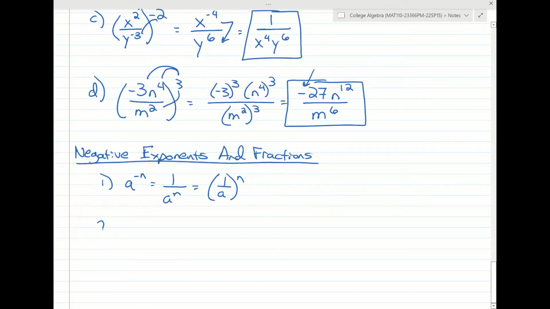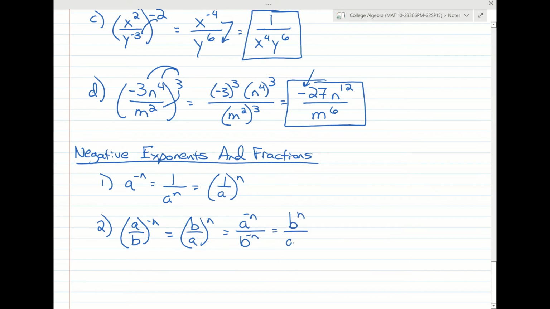And another property is if you have a over b to the negative n, one thing we could do is write b over a to the n, so just switch them and make the exponent positive. Or we could just say a to the n over b to the n, and then switch them. So sometimes there are a few different ways to use the formulas.